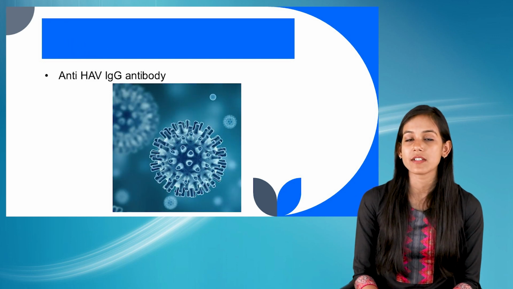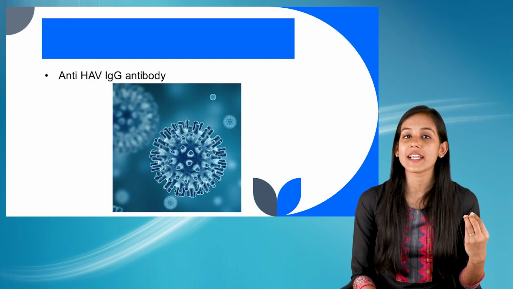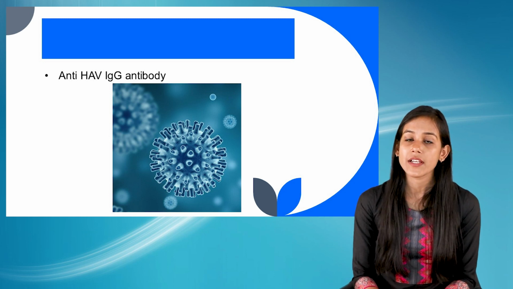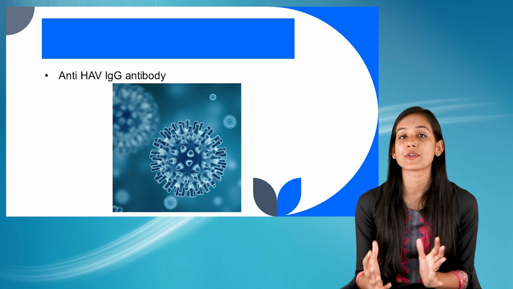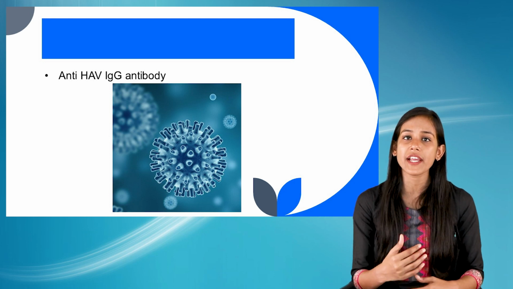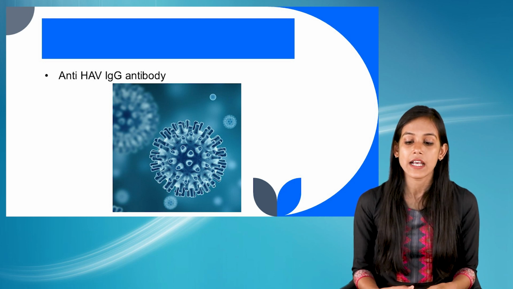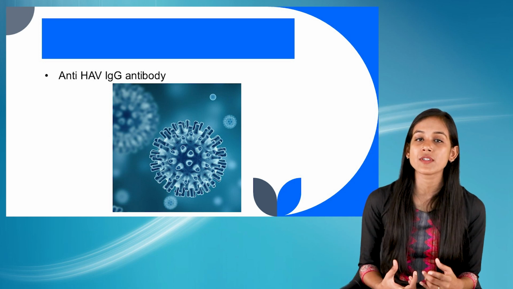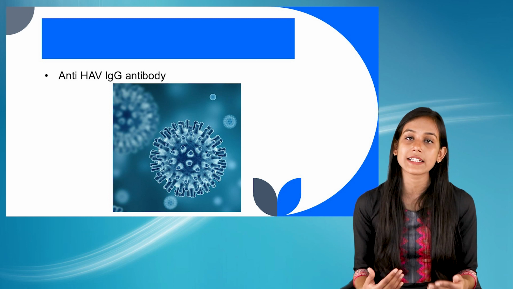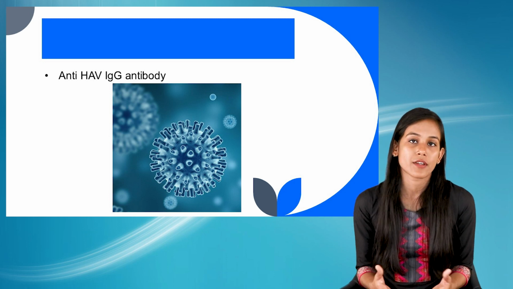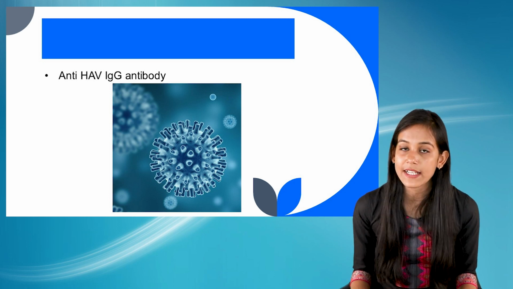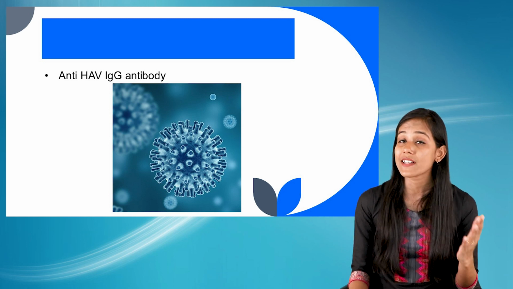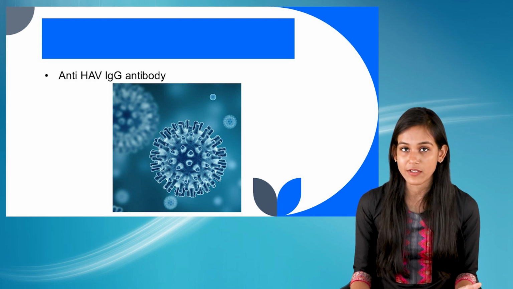And if we find anti-HAV IgG antibody, right? Now this antibody is a protective antibody, so this protects you from getting the disease, right? And it is produced later on. So if this is detected, that indicates that either the person is vaccinated against hepatitis A virus, or the person has had a prior infection.